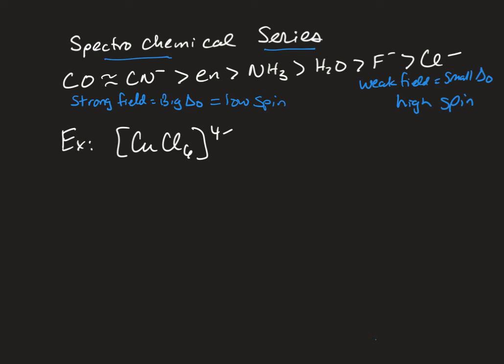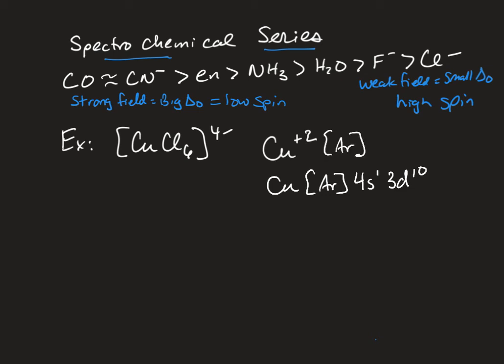Okay, so the first thing I need to know is about the number of d electrons in that copper. This is a copper 2+. There are 6 chlorine ligands, each one's -1. Overall charge is -4, so that means it's got to be a copper +2. Okay, so thinking about copper, it's one of those exceptions to the electron configuration. It's got the argon core, 4s1, 3d10. So copper +2 is still going to have argon core. It's going to lose the 4s1, one of those 3d electrons, and just be 3d9. So this is a d9 ion.